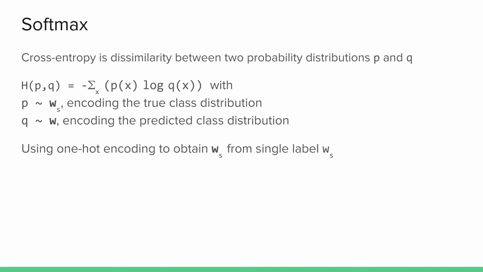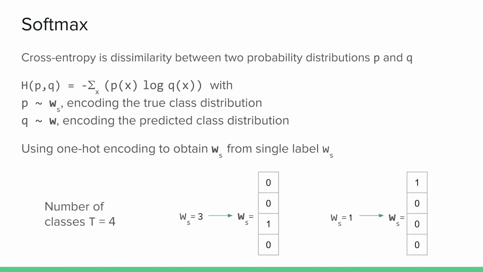What is a softmax activation function? We already talked about the loss last lecture that we use for regression or classification problems, and the loss I talked about was the cross entropy loss, which measures the dissimilarity between two probability distributions P and Q. To obtain a probability distribution from categorical input, we use a so-called one-hot encoding. So we have a single label and we obtain a vector by using one-hot encoding.